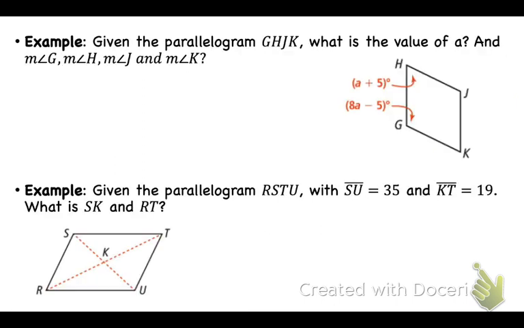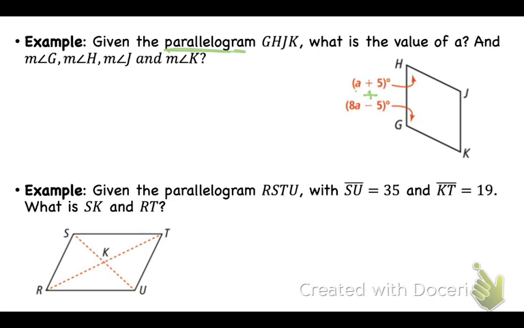Okay, given the parallelogram, the important word we keep getting is what? Parallelogram. GHJK, what is the value of A and G, H, J, and K? So they gave me some information about H and G. Do H and G have a relationship? Yes, they do. They're supplementary because those are adjacent, yes? What does supplementary mean? 180. So what do I need to do with H and G? Add them.